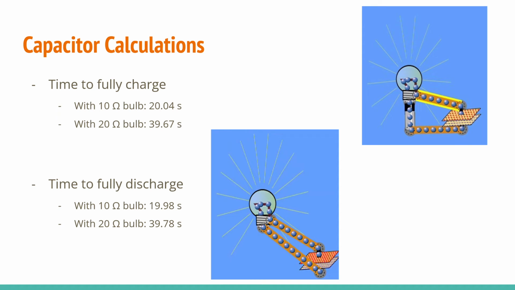Here are capacitor time calculations. With a 10 ohm bulb, it took 20.04 seconds to fully charge. With a 20 ohm bulb, it took 39.67 seconds to fully charge. As for the discharge times, with a 10 ohm bulb, it took 19.98 seconds, and with a 20 ohm bulb, it took 39.78 seconds.